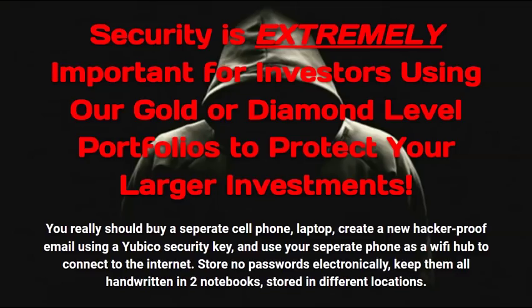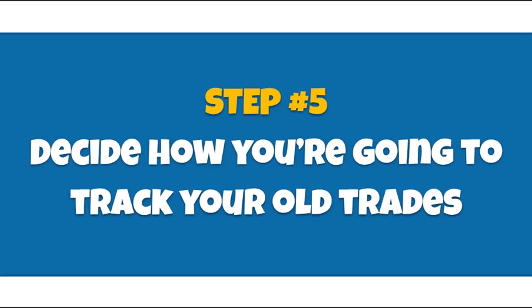To summarize, security is extremely important for investors using our gold or diamond level portfolios. To protect your larger investments, you should really buy a separate cell phone, laptop, create a new hacker-proof email using a Yubico security key, and use a separate phone as a Wi-Fi hub to connect to the internet, as well as 2FA for your accounts. Store no passwords electronically, keep them all handwritten in notebooks, set up a new bank account, and then store this stuff in 2 different safe locations.